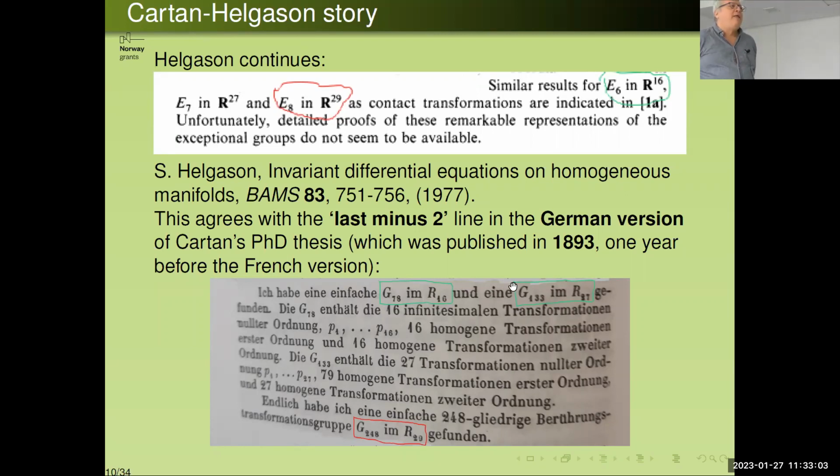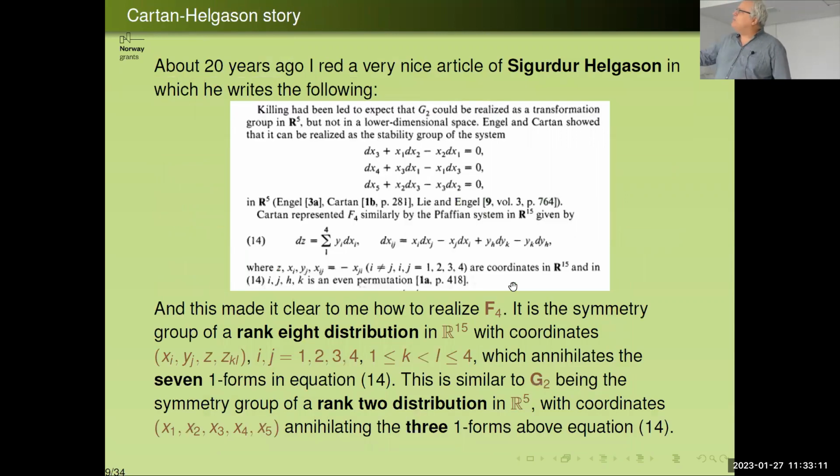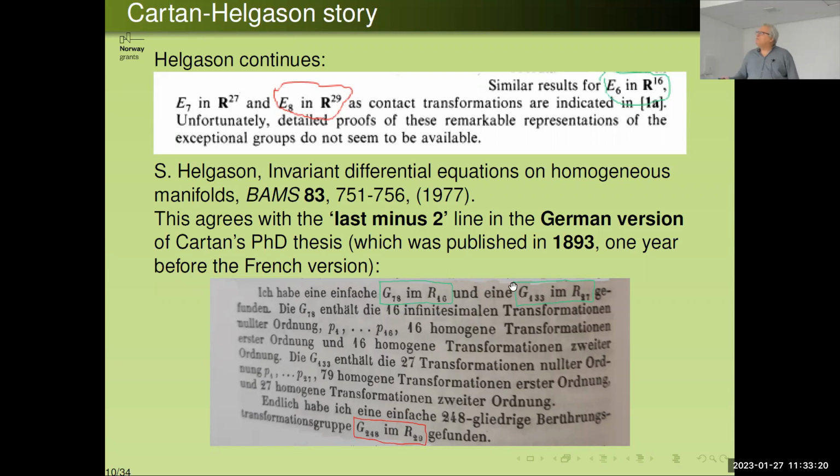The symmetric group, did he have the symmetric group in mind? Yes, yes. This is essentially copied from Cartan. Cartan precisely did it like this. But anyhow, Helgason says that E6 can be realized in dimension 16, E7 in 27, and E8 in 29. However, Cartan didn't say how to do it. Okay?